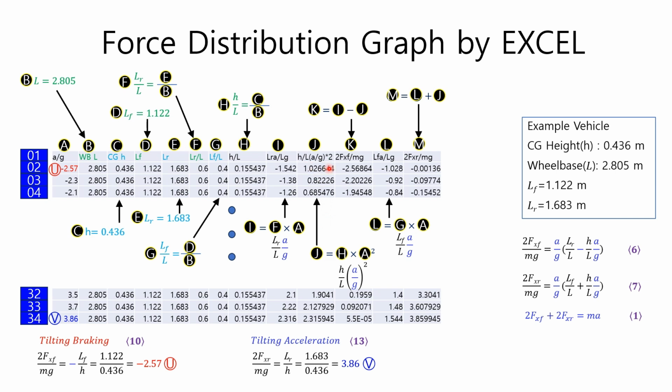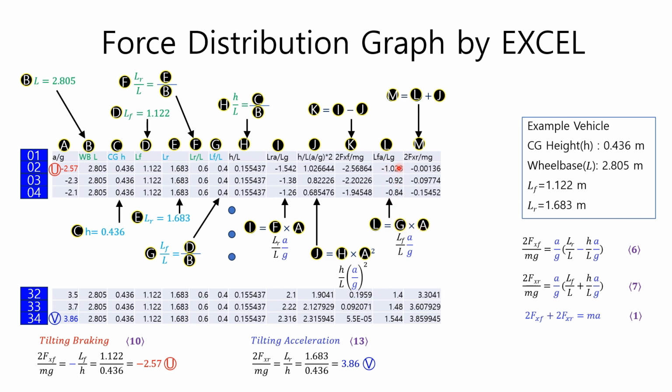Continuing to enter the equation for subtracting J02 from I02 in cell K02, you can obtain the non-dimensional acceleration of the front axis, which is the value of equation 6. Next, enter the equation for multiplying G02 by A02 in cell L02.